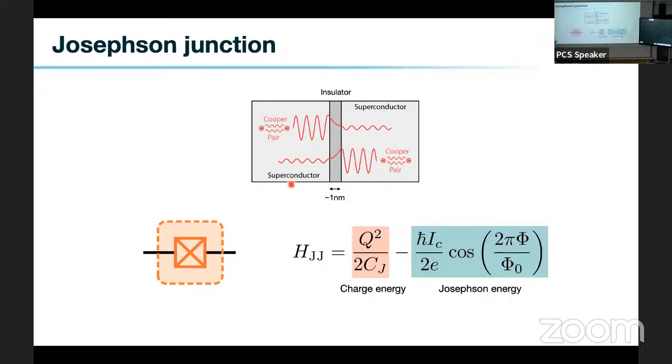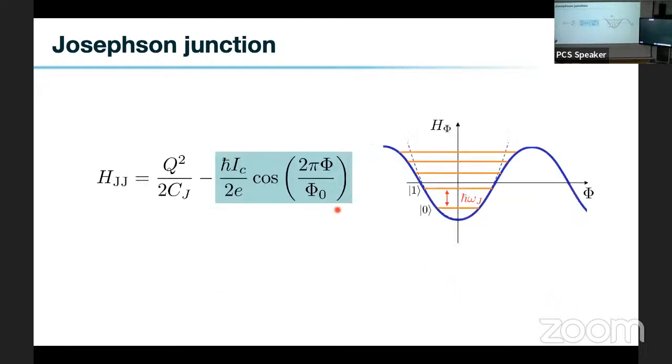Before looking into the Hamiltonian, I will use this symbol, which represents the Josephson junction. If I write down the Hamiltonian for this Josephson junction, as this is basically a capacitor, right? Metal, insulator, metal. So it has a charge energy. And because of the Josephson current, there is a kinetic energy, the Josephson energy. As I said, I will consider this term as the potential energy. If I draw the potential energy, it has a cosine shape. Obviously, it is not a harmonic oscillator, and it has non-degeneracy. So now, if we drive the system with the 0 to 1 transition frequency, then we can manipulate it precisely.